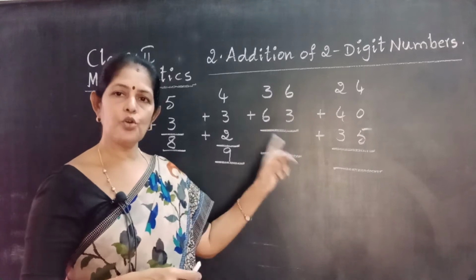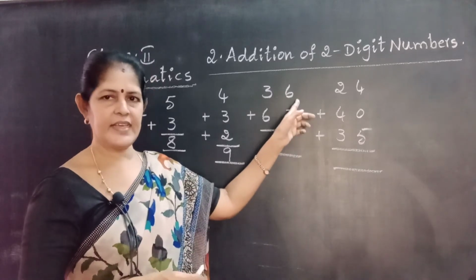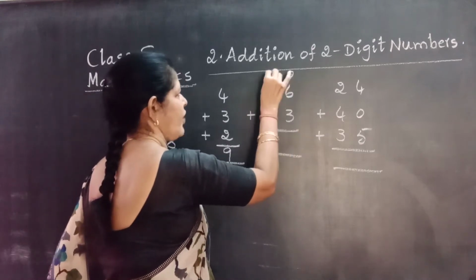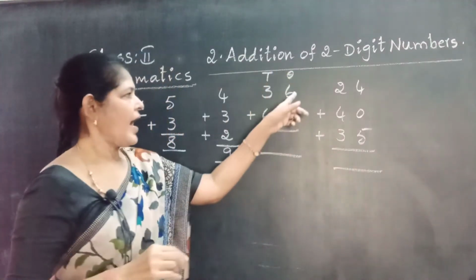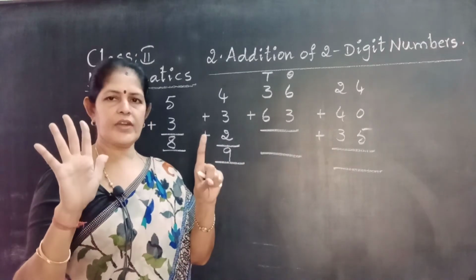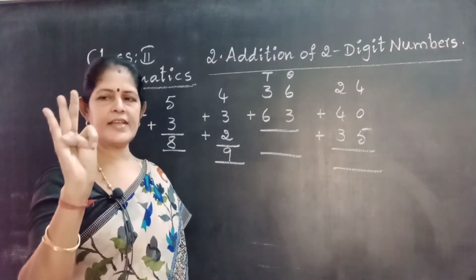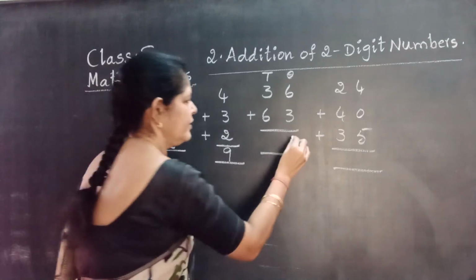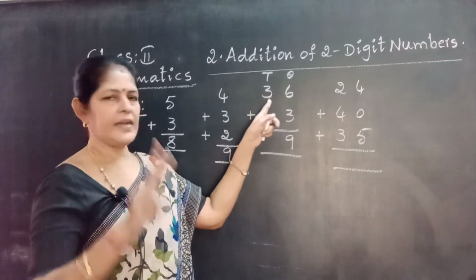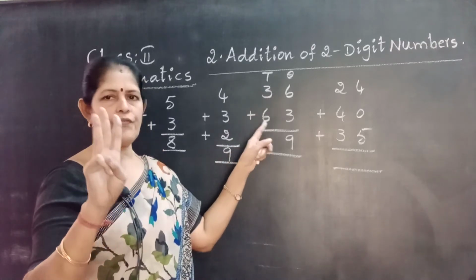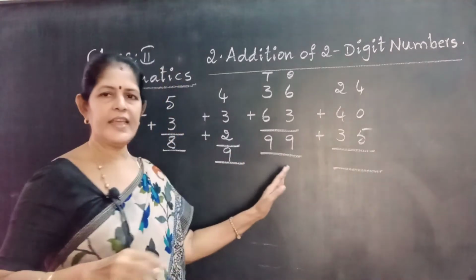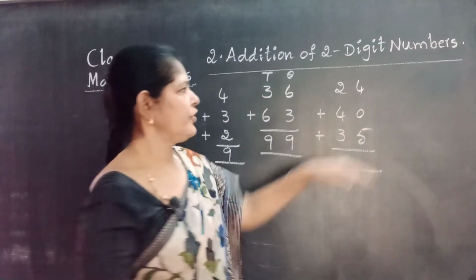Now come to this. 2 digit 2 lines. The first number is 36. The second number is 63. That means these are ones, these are tens. Adding ones first. Take 6 fingers, 3 after 4, 5, 6, 7, 8, 9. Write 9 in the ones place. Now adding tens. Take 3 fingers, 6 after 7, 8, 9. Total is 99.